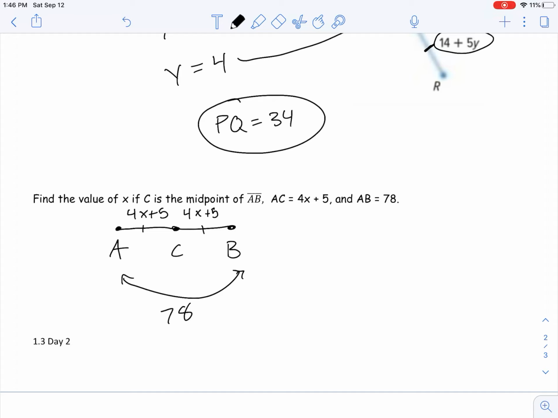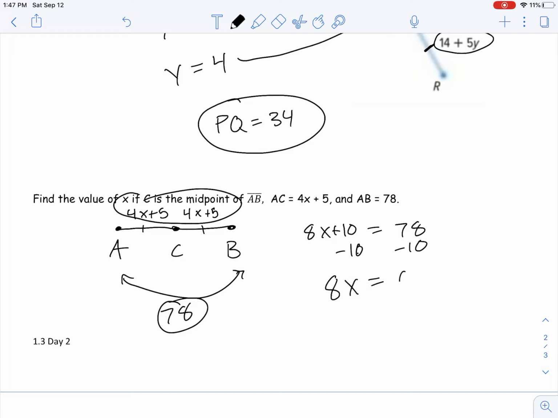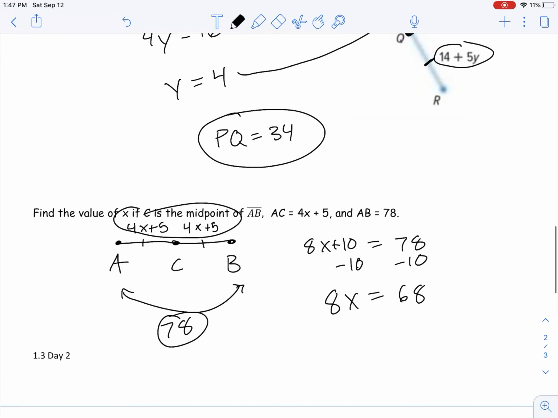So if they're both 4x plus 5 and I add them together, I will get 8x plus 10. And I added them together to make the entire line, so that would be 78 that it's equal to. This right here is equal to these two added together. Okay? So minus 10. 8x equals 68. That's a decimal. Well, let's see. 64 would be 8. So that means x must equal 8.5. Is that what it's asking us, though? It says find the value of x. Yep, that is what it's asking. We're done.